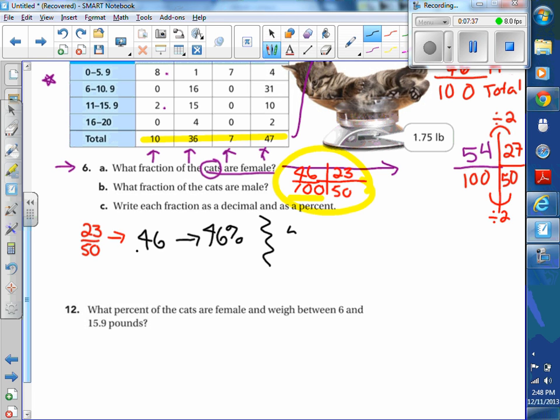And how about for the female cats? 27/50ths as a decimal is... Here's where we got that information. So your decimals, think compared to 100. So what's 27/50ths if I look at it in terms of over 100?